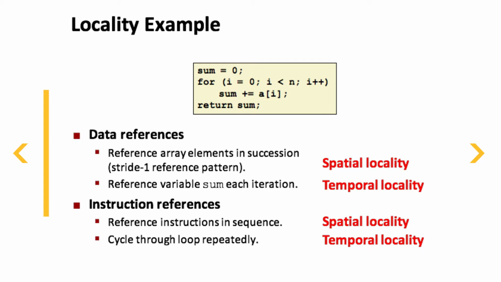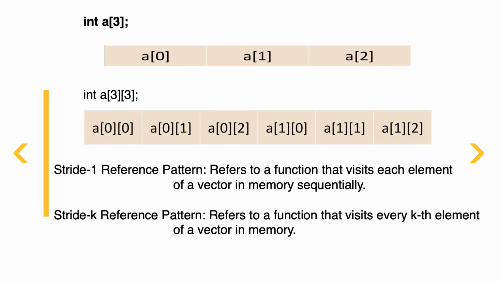Right, so the general form of this is called stride k, and that just means that it visits every kth element of a vector in memory. So again, a stride 1 reference pattern refers to a function that visits each element of a vector in memory sequentially, right? I'm just going from one to the next one. Stride k means I'm going to visit every kth element. So if I do i = i + 2 instead of i = i + 1, I'm visiting every other element. That's stride 2. If I did i = i + 3, so I'm visiting every third element, well, then I've got a stride 3 reference pattern.